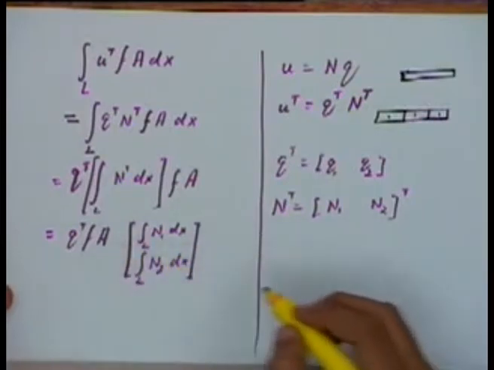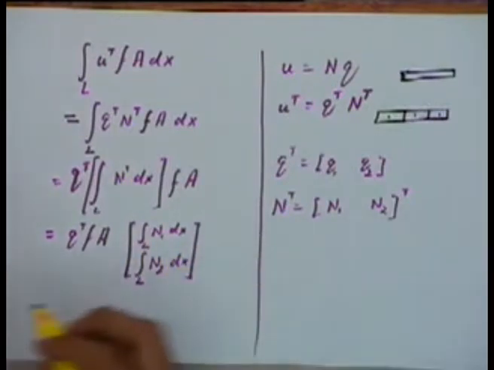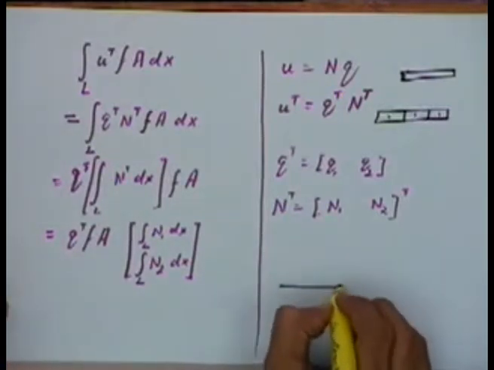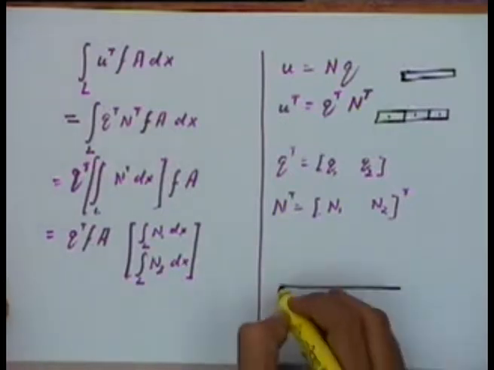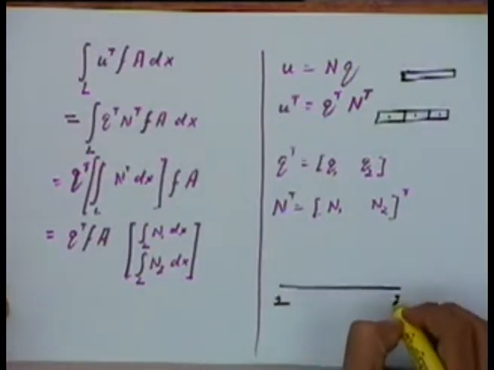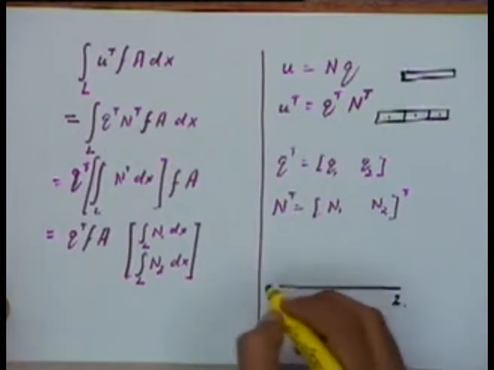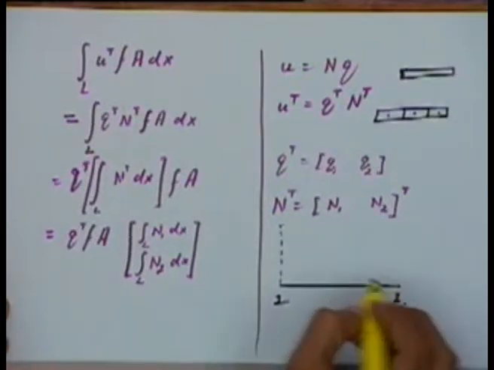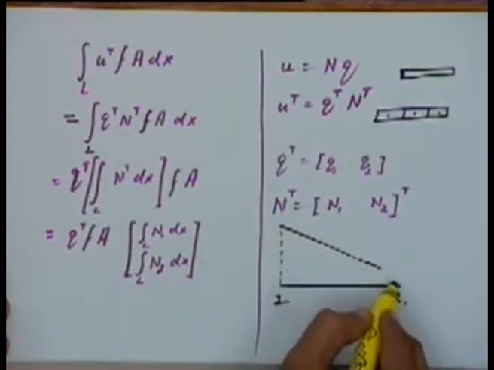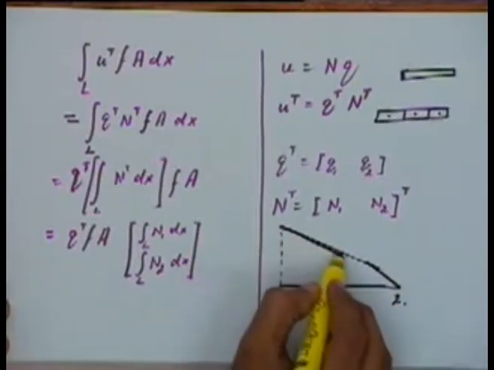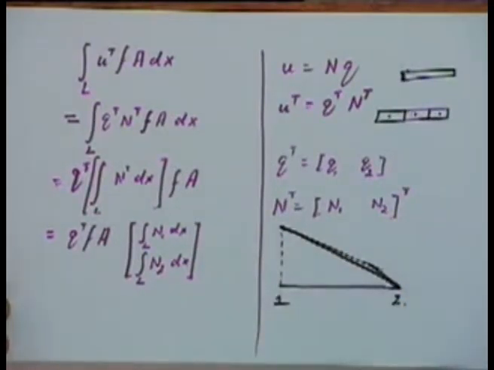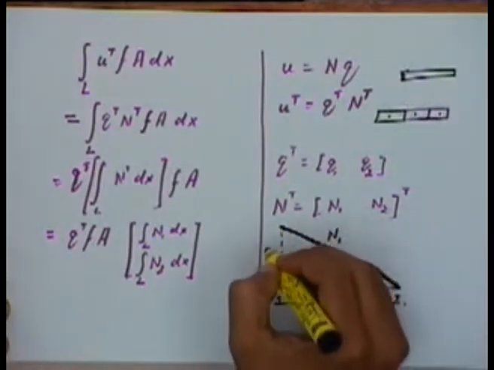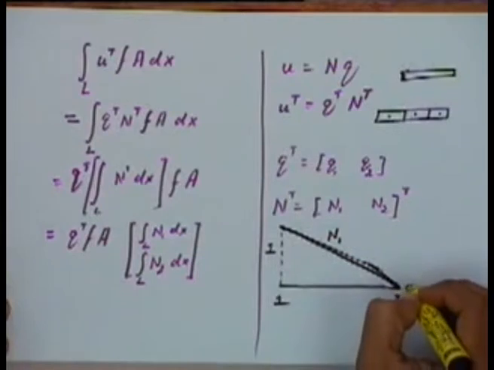Now, what is the integral of N1 dx? If you remember the shape function that I had drawn, we said that this is my point 1, this is the point 2. N1 is equal to 1 at this point and is equal to 0 here, and it varies in a straight line. This is the shape function for N1. N1 is 1 here and is equal to 0 here.